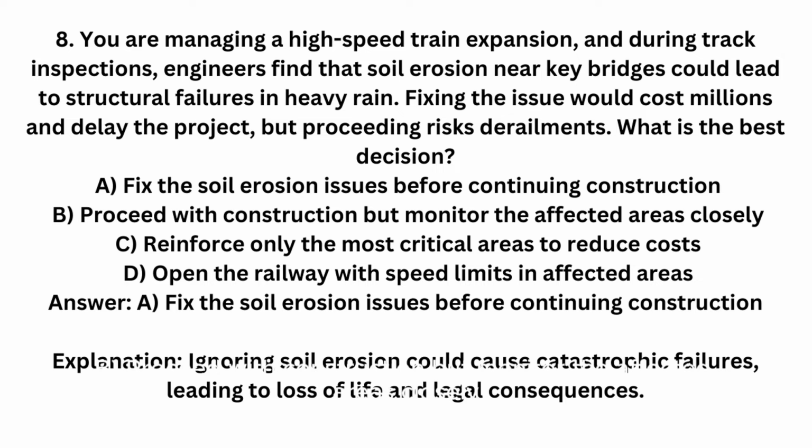B. Proceed with construction, but monitor the affected areas closely. C. Reinforce only the most critical areas to reduce costs. D. Open the railway with speed limits in affected areas. Answer: A. Fix the soil erosion issues before continuing construction. Explanation: ignoring soil erosion could cause catastrophic failures, leading to loss of life and legal consequences.